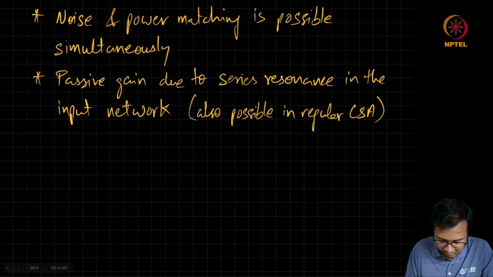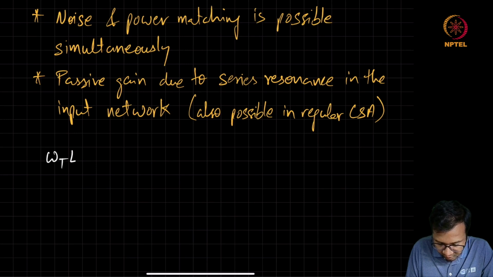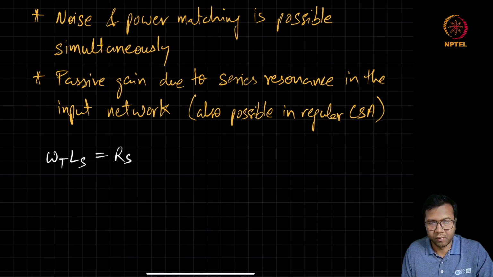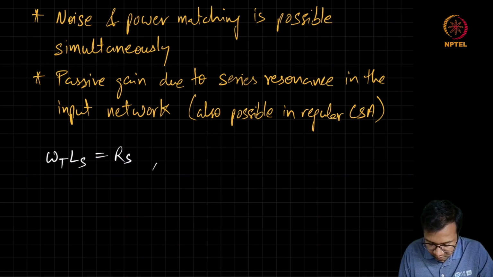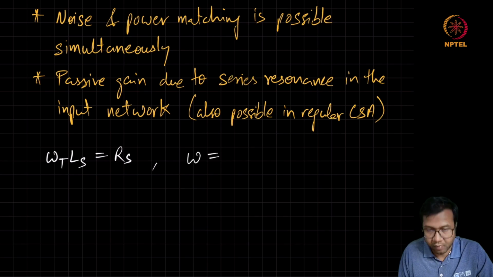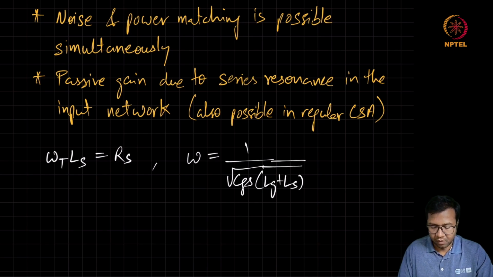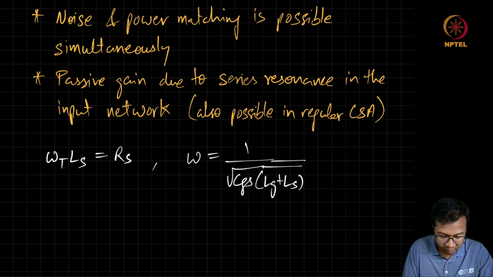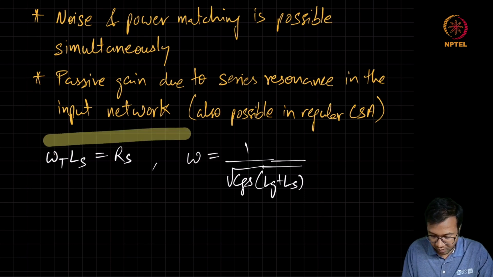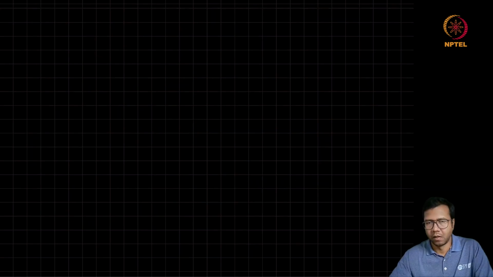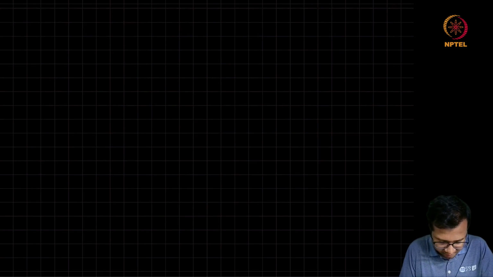And to complete the picture, we need to make sure omega t LS is equal to RS, as well as the series resonance, which is happening because of LG, LS, and CGS, should take place at the design frequency, to ensure both of these criteria are satisfied.